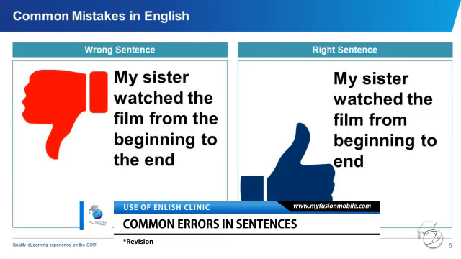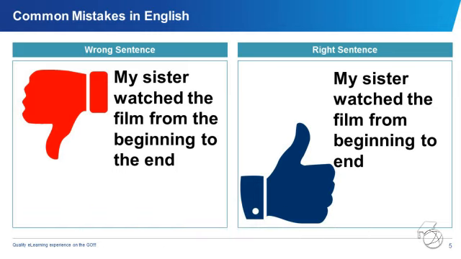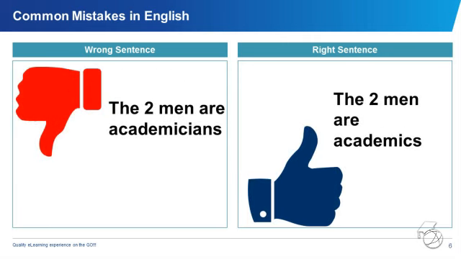It is wrong to say, "My sister watched the film from the beginning to the end." But it's correct to say, "My sister watched the film from beginning to end." Not from the beginning to the end, but from beginning to end. "The two men are academicians." This is wrong. The correct statement is, "The two men are academics."